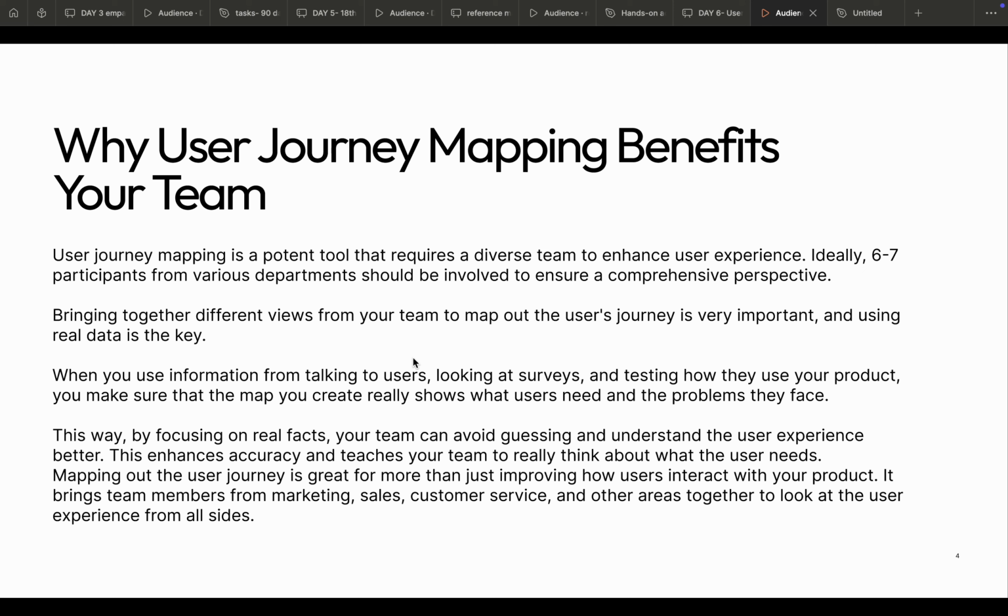Okay, so by focusing on the real data, we can also avoid the guesswork like assumptions. We can avoid the assumption part, and we can thoroughly understand the user's experience throughout the product. That can actually make the product even better.